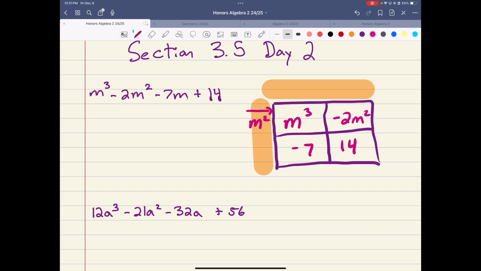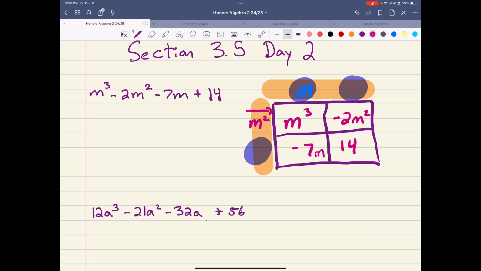Now I can fill the other spots in by using the multiplication pieces of it. What I'm thinking of is, m squared times what is going to give me m cubed? Well, obviously that's just m. So I'm going to put an m there. So m times m squared is m cubed, so that works. And now I've got this m sitting up here. Oh, I lost my m, didn't I? That m is supposed to be there, I just didn't write it. Okay, so that m is sitting there.